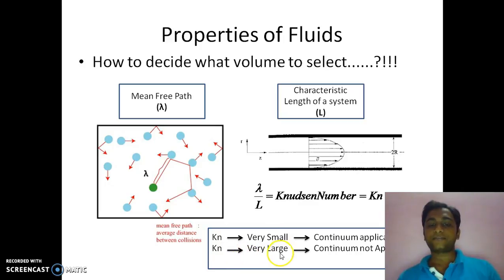So when we have a very large Knudsen number, the continuum approach is not at all applicable. But when we have lambda very small as compared to the characteristic length, the Knudsen number will be very small, and hence we can say the continuum approach is applicable. So lambda by L being very small indicates that the system we are considering has a continuous substance, and when it is very large, it tells you that there are considerable gaps present between the molecules within a system.